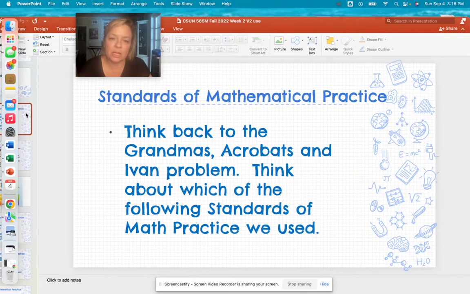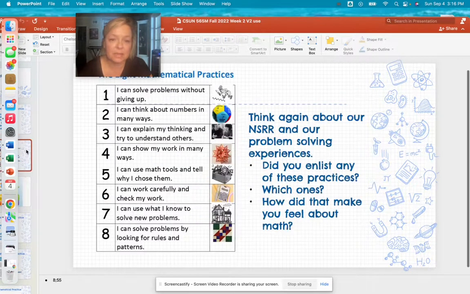Today we are going to look at an element of the Common Core State Standards called the Standards of Mathematical Practice. So think back to Grandma's Acrobats and the Ivan problem that we did on the first day, and think about which of the following mathematical standards we used, the Standards of Mathematical Practice.